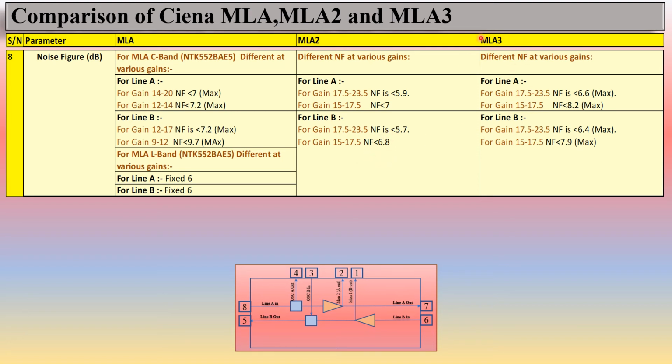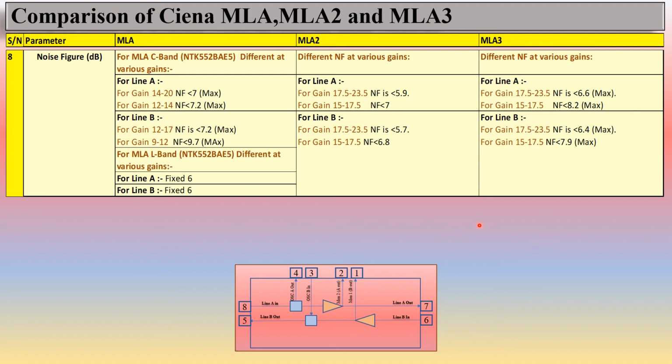In the same case for MLA3, the different noise figure at various gains. For line A you can see here the gain range is the same, but there is again a difference in noise figure. For the same gain range 17.5 to 23.5 for line A in MLA3, the noise figure is less than 6.6. This is the max, and in the case of MLA2, 5.9 is the max. For gain 15 to 17.5 the noise figure is less than 8.2, and it is the max. For line B, for the same gain range there is a difference in noise figure. So again you get a difference in noise figure between MLA2 and MLA3 in this parameter.